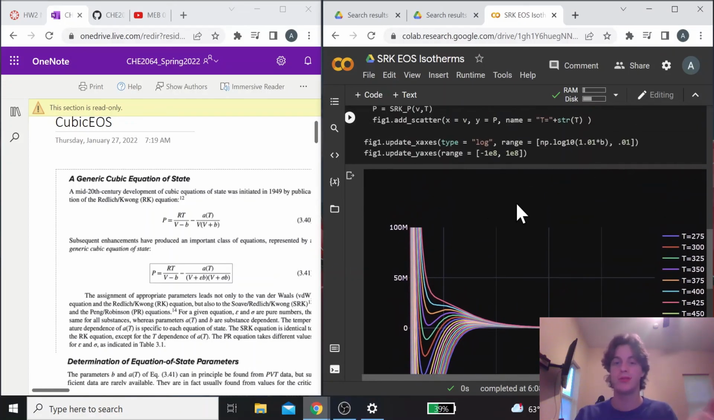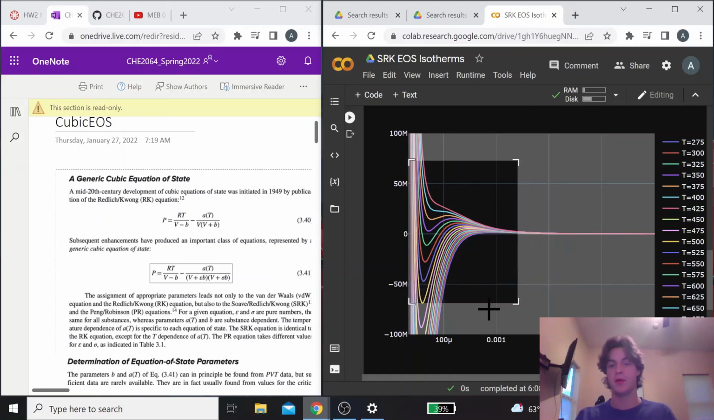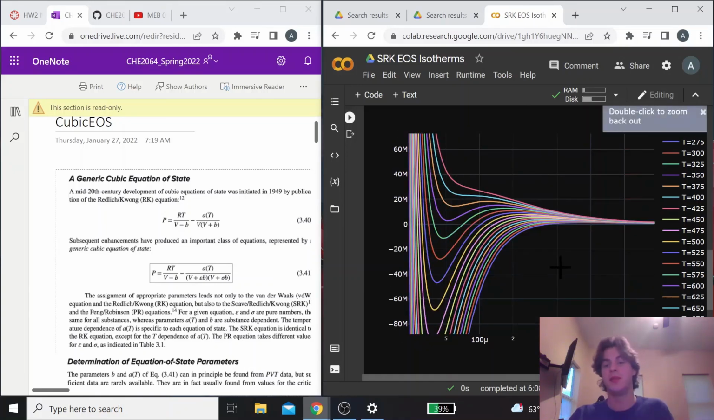I can play with the range a little bit to make it look neater, but there are our isotherms, right? If we zoom in, it's a little clearer, and you can see the different curves.